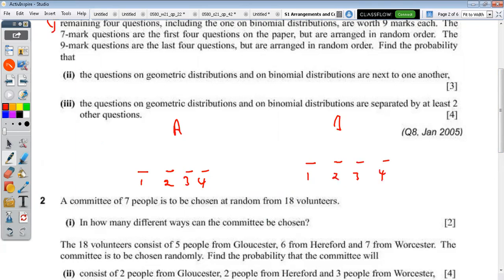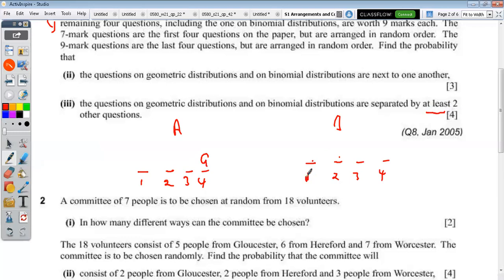Remember, even if they are separated, the geometric is always in section A and the binomial in section B. So let's say the geometric remained here. Can we put the binomial here? They are separated by at least 2 or more other questions. So I can't even put it on this position.